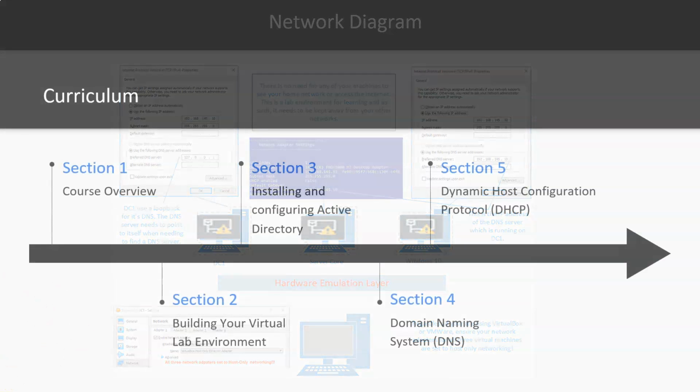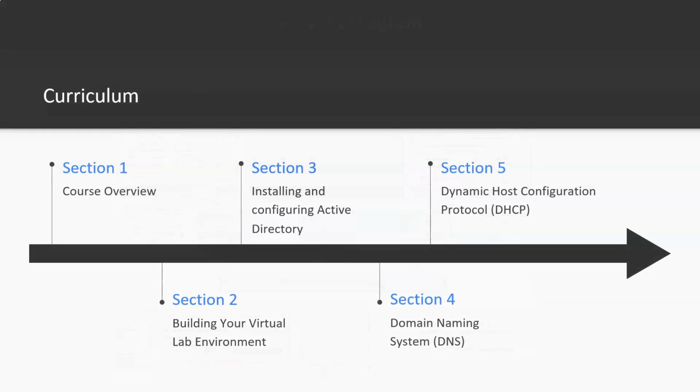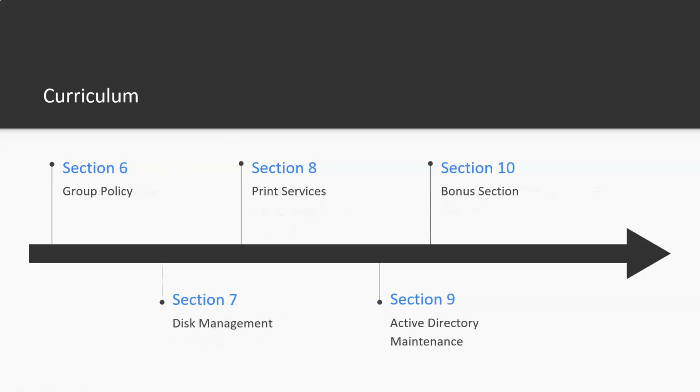So let's go ahead and take a look at the curriculum. Currently you are in Section 1, which is the course overview. Section 2 is the building of your virtual lab environment. In Section 3, we get into the installing and configuring of Active Directory. In Section 4, you're going to learn about DNS. In Section 5, you're going to learn about Dynamic Host Configuration Protocol, or DHCP. In Section 6, you're going to learn about group policy. In Section 7, we'll discuss disk management. In Section 8, we'll talk about print services. In Section 9, Active Directory maintenance. And Section 10 is your bonus section.